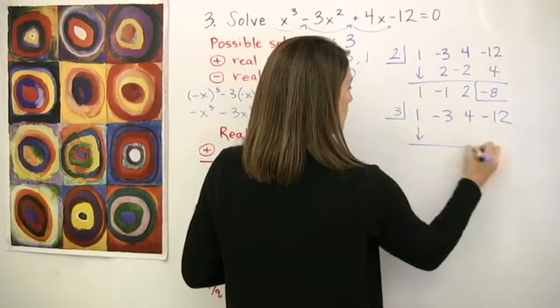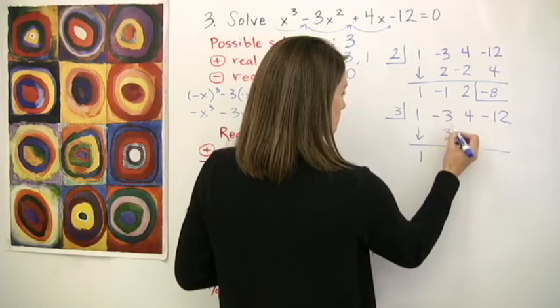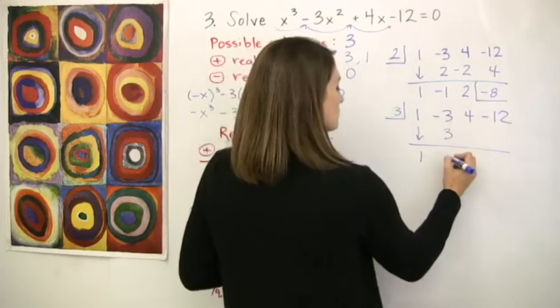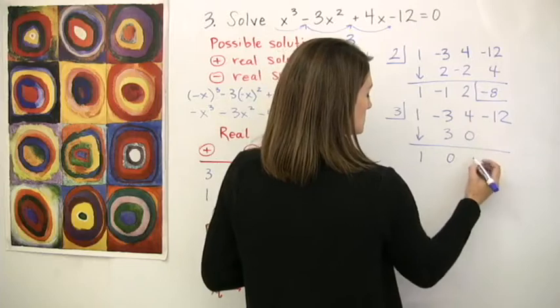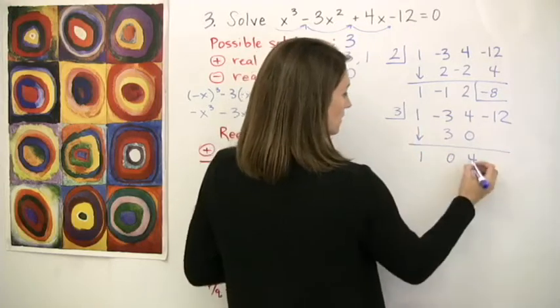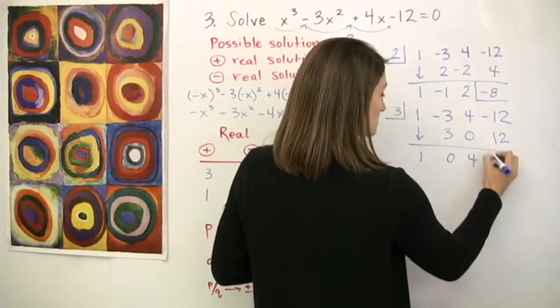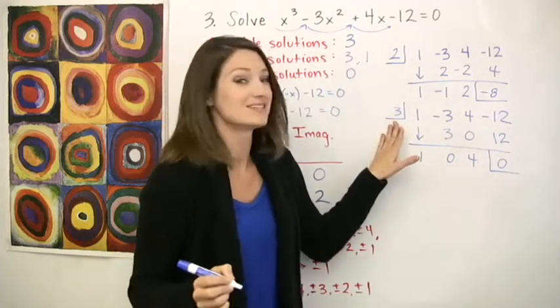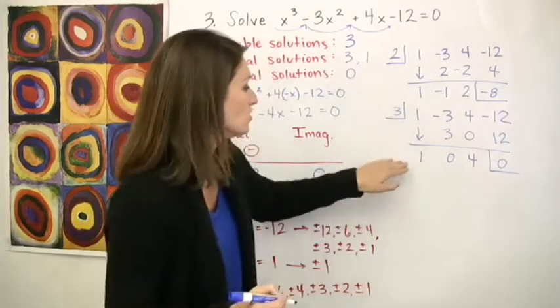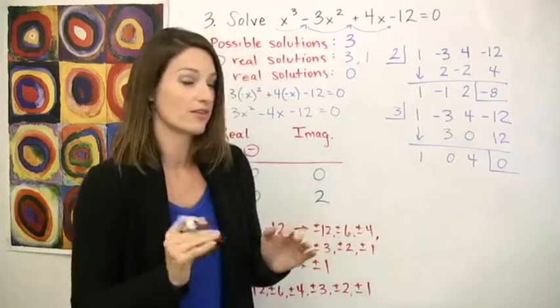Bring down our 1. 3 times 1 is 3. Negative 3 plus positive 3 is 0. 3 times 0 is 0. 4 plus 0 is 4. 3 times 4 is positive 12. Negative 12 plus positive 12 is 0. And look at that. We have a remainder of 0, which means that 3 is a solution to our equation. And we can use this answer here, 1, 0, and 4, and create our other factor.